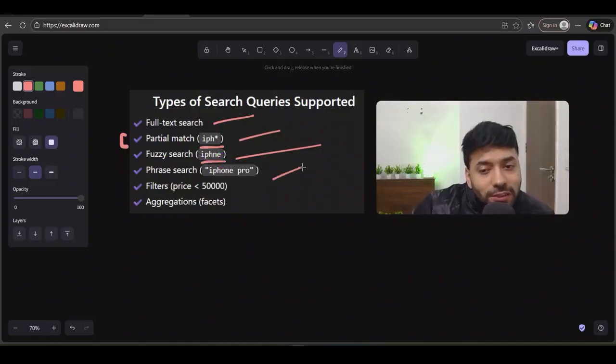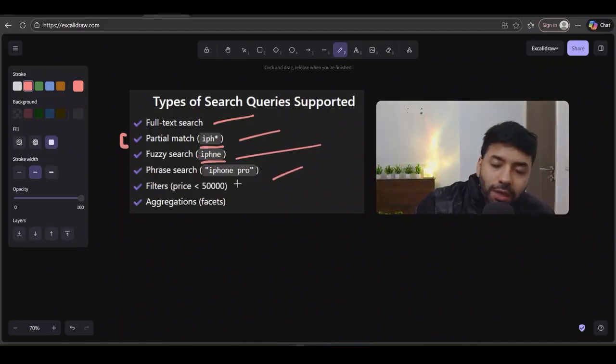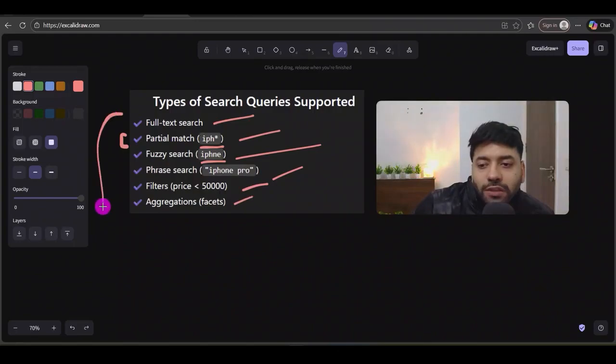Next is the phrase search, okay? So from any phrase or sentence it should be able to fetch the word and provide you that search result. Next is filters, okay? You can also apply filters like price is smaller than 50,000, and another thing is aggregations. So all of these types are supported as search queries in a search database.